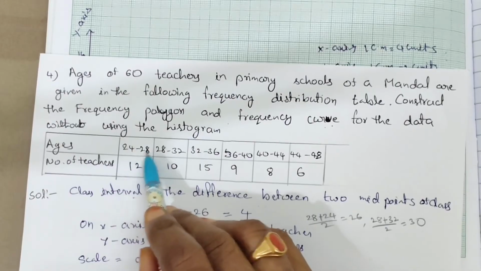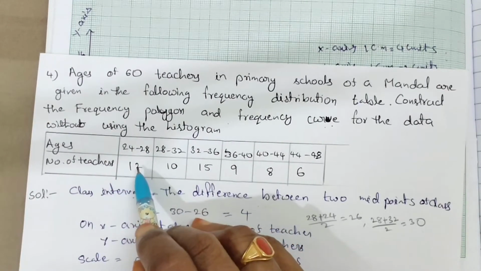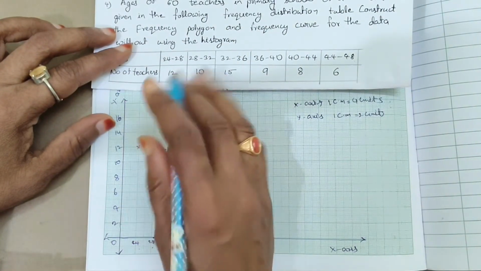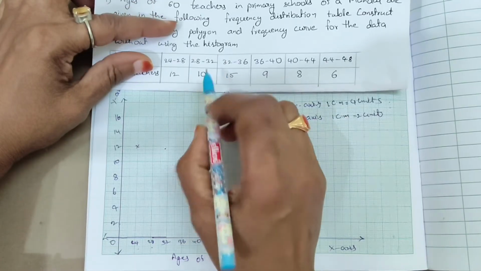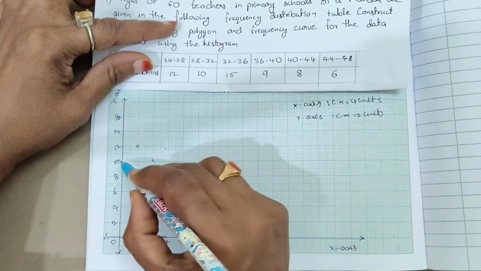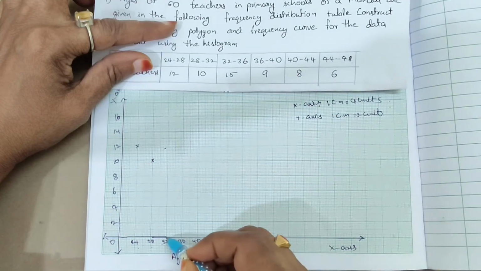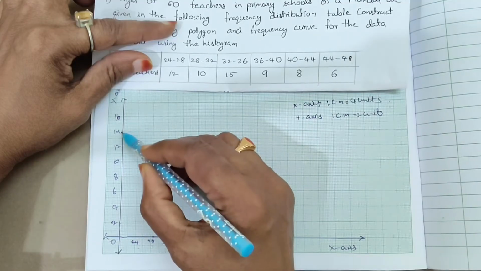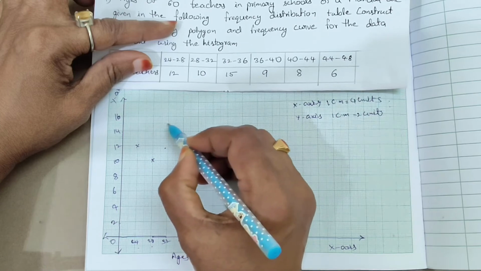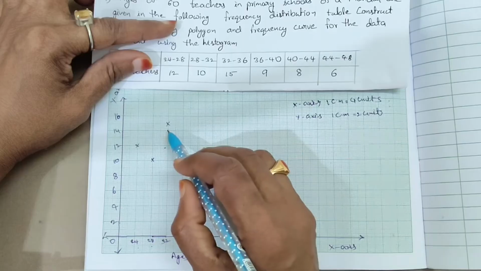Here ages 24 and 28 we identify on the x-axis, and the number of teachers, 12, is identified on the y-axis. Here 24, 12 is the first point. Next, the second one is 28, 10: 28 on the x-axis, 10 on the y-axis. Next 32, 15: 32 on the x-axis, and 15 is in the middle line between 14 and 16. So this is the next point.